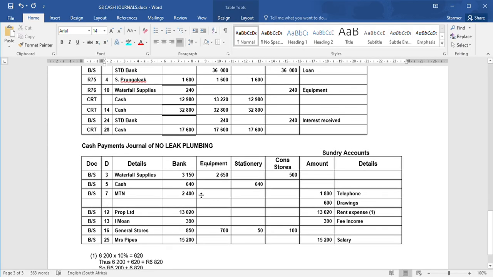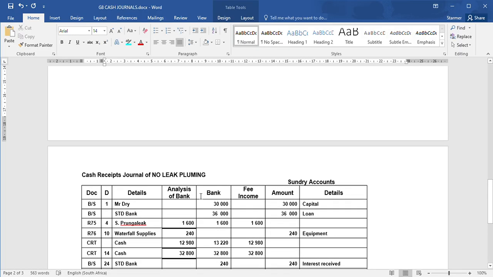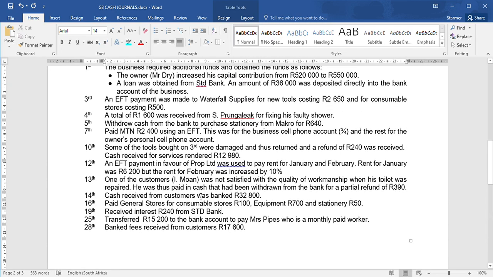Okay, the next time I do a video will be on something called general ledger. But until such time, you need to practice these cash receipts and cash payments journals because you always get asked them, particularly in your June exam.